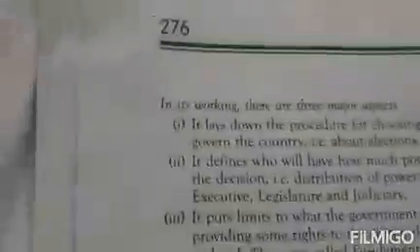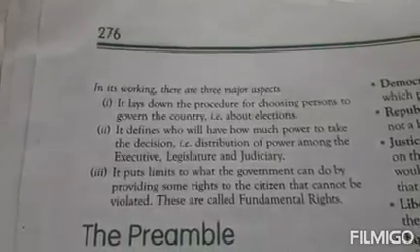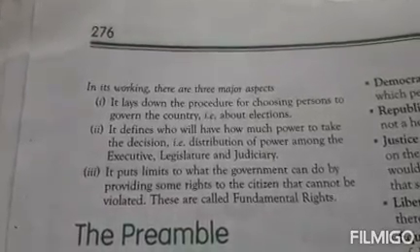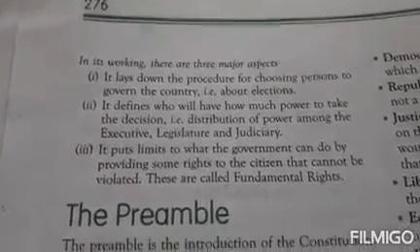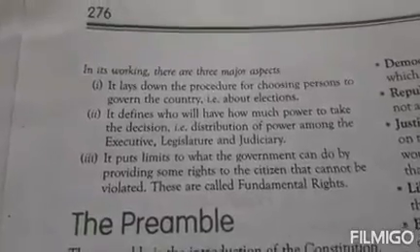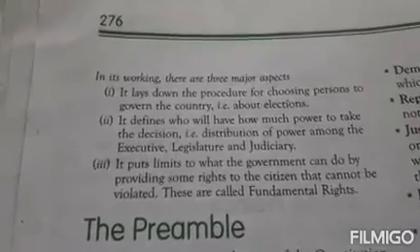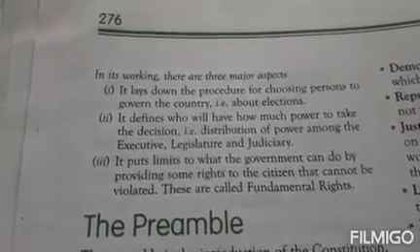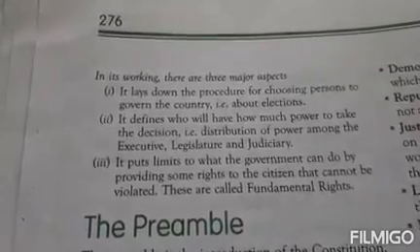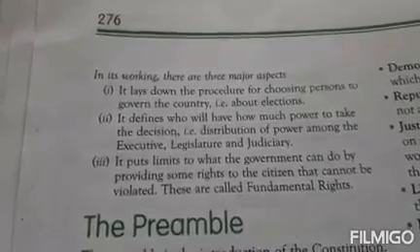Next, in its working, there are three major aspects. First, it lays down the procedure for choosing persons to govern the country. So first thing, it is by election that we choose the government of the country in a democratic country. Number two, it defines who will have how much power to take decisions. That is, distribution of power among executive, legislature, and judiciary.